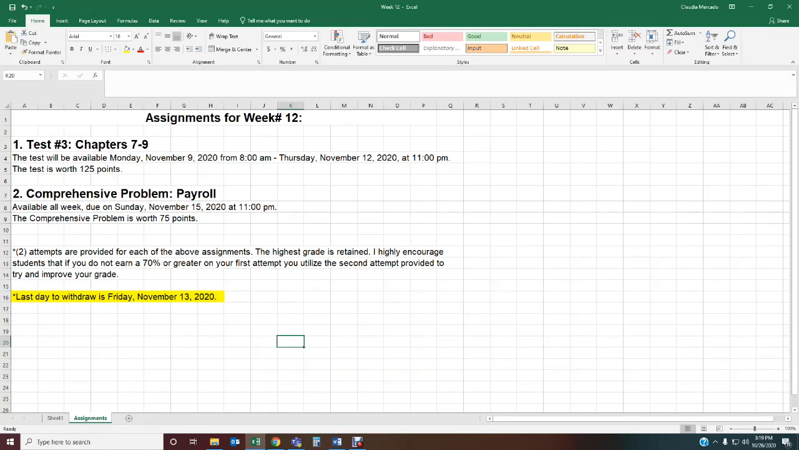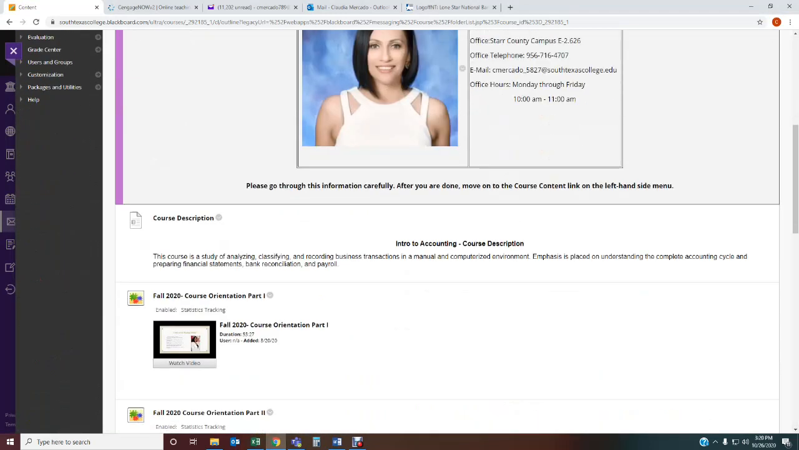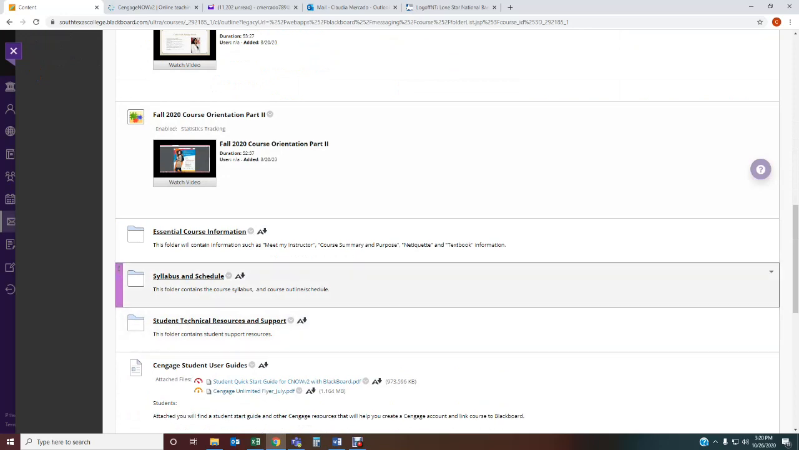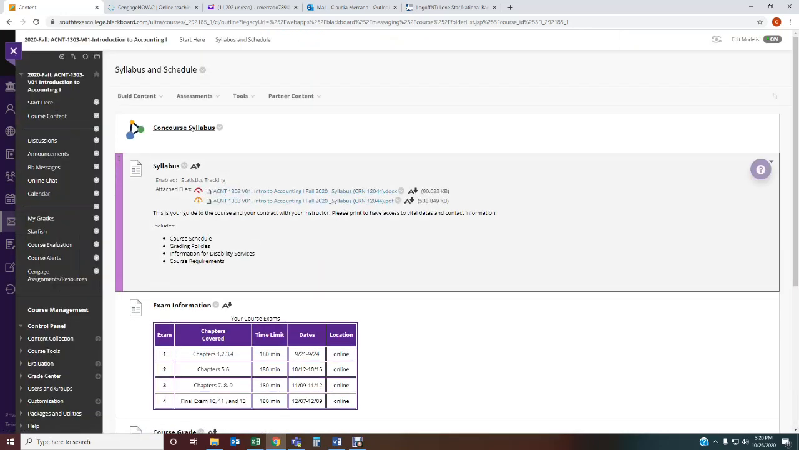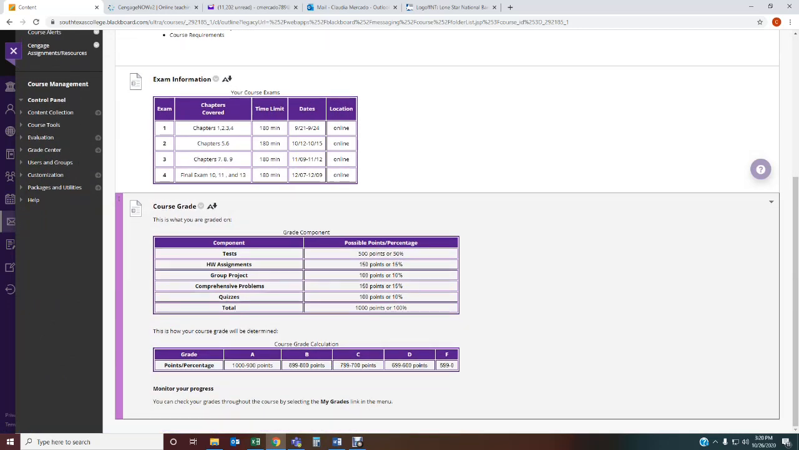I also want to remind all students to review your standing in the course. The last day to withdraw is Friday, November the 13th. So look at how many points you've accumulated. Let me go pull up the syllabus. That way you can look at how many points you have, and then you can determine right here. We've got our scale right here. Let's say, for example, you have 400 points. That's a big F.